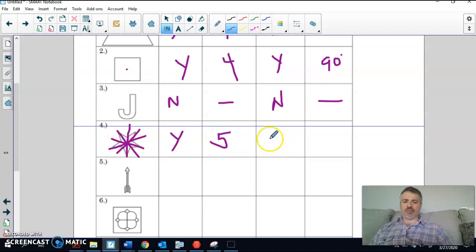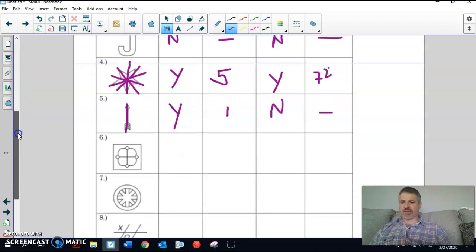Rotational symmetry, it definitely does. And again, I got 1, 2, 3, 4, 5 equal parts, so I would do 360 divided by 5, which was 72 degrees. So I'd say this has 72 degrees rotational symmetry. This arrow looks like I have 1 line of symmetry right down the middle. I don't have any rotational symmetry on that one.